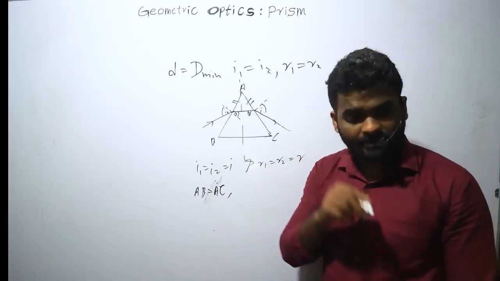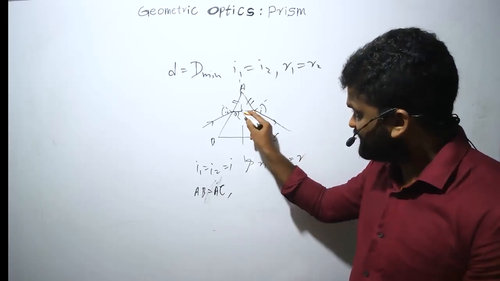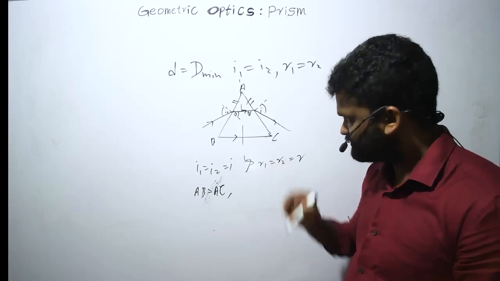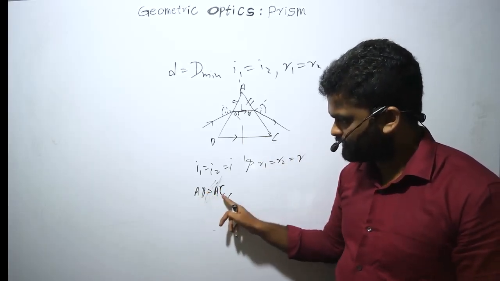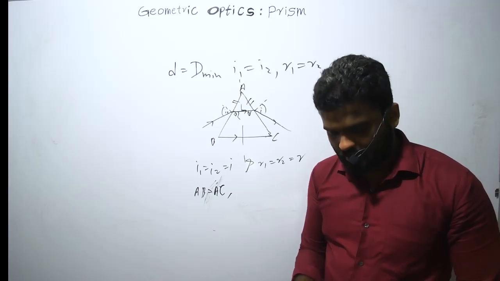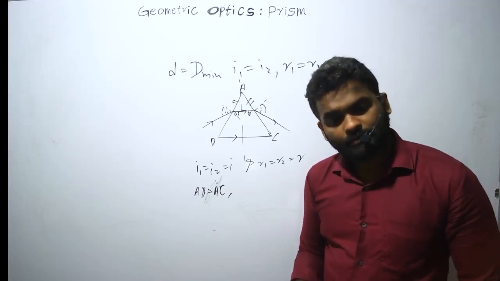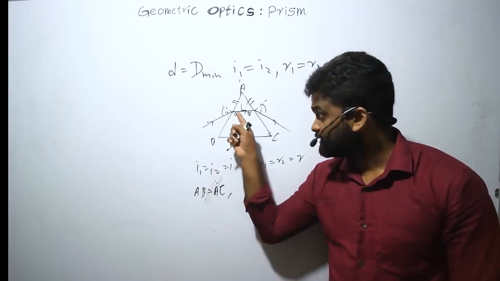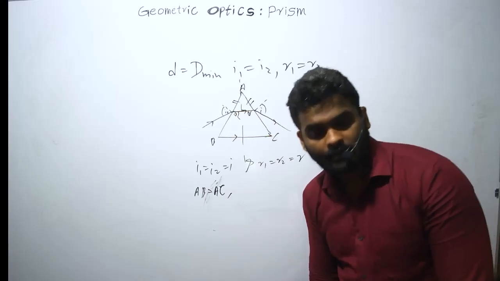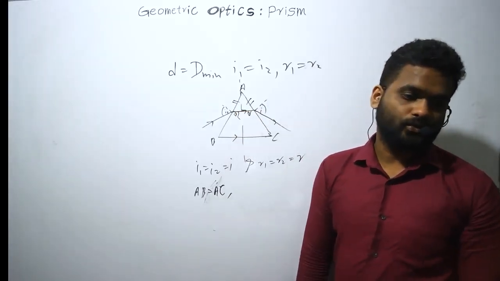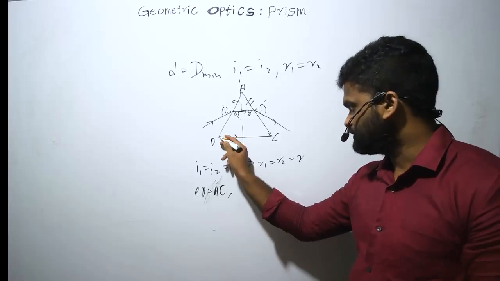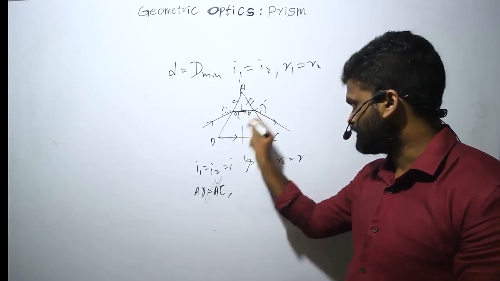So if it is symmetrical, what should happen? This ray and BC should be parallel, right? Okay, write down AB equals AC. The ray through the prism is parallel to what? BC. This is parallel to BC.